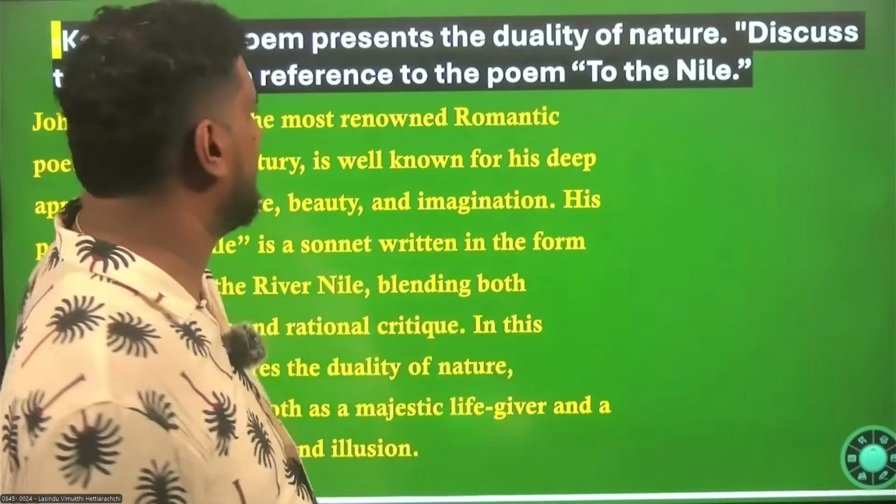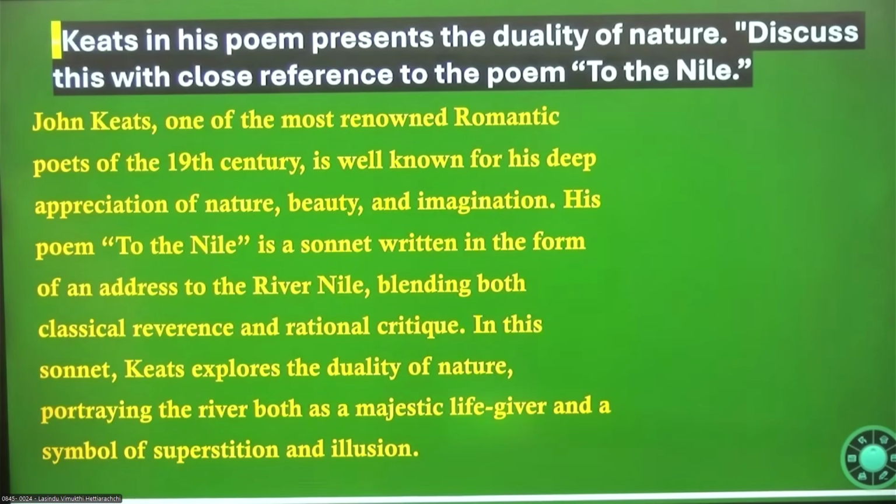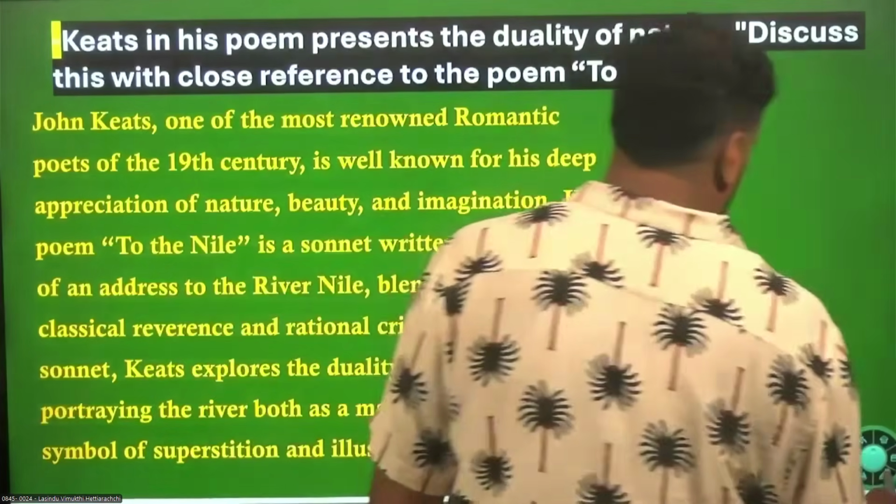That is what we are going to discuss. Double standards, right? Duality, right? To the Nile is a sonnet written in the form of an address to the river Nile, blending both classical reverence and rational critique. In this sonnet, Keats explores the duality of nature, portraying the river both as a majestic life giver.